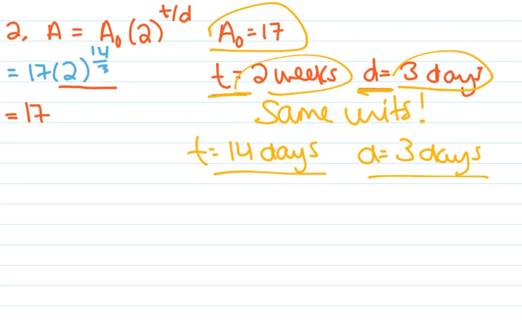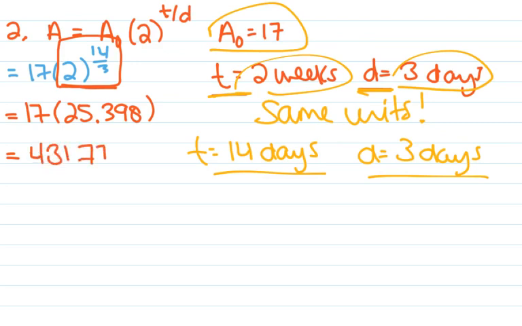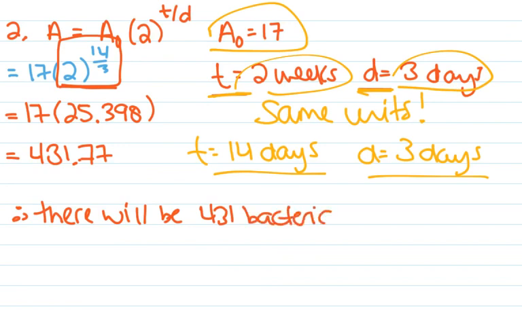So I have 17 times 2 to the power of 14 over 3. 2 to the power of 14 over 3 is approximately 25.398. Again, type this into your calculator, leave it in, and then multiply by 17, and you should get 431.77. So there will be 431 bacteria after 2 weeks.